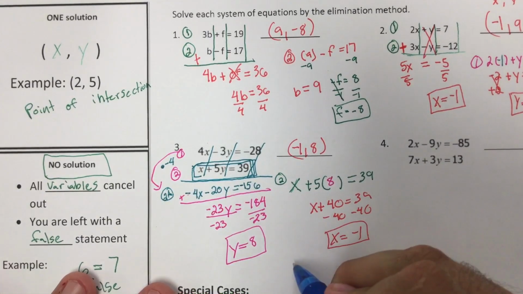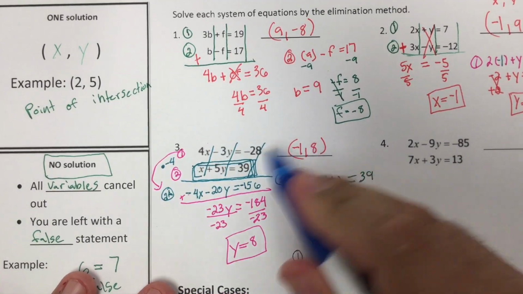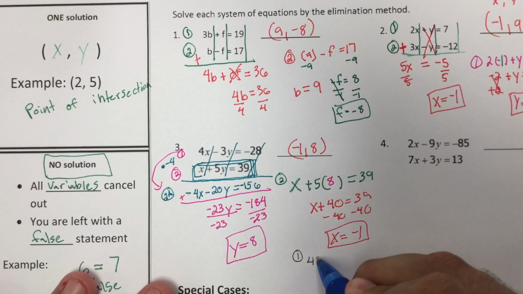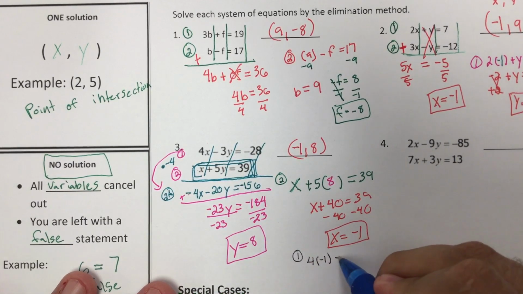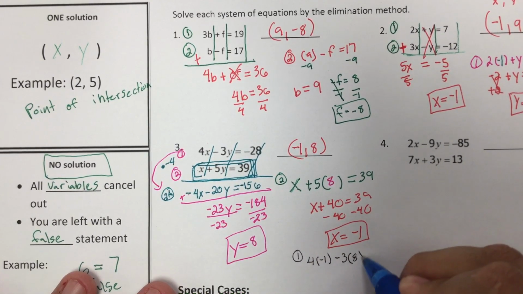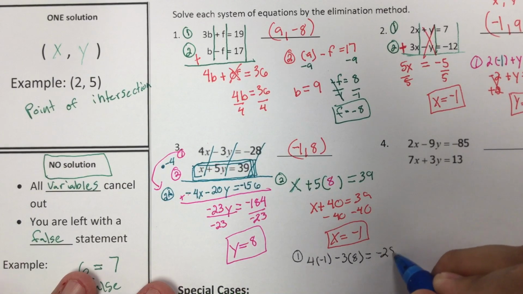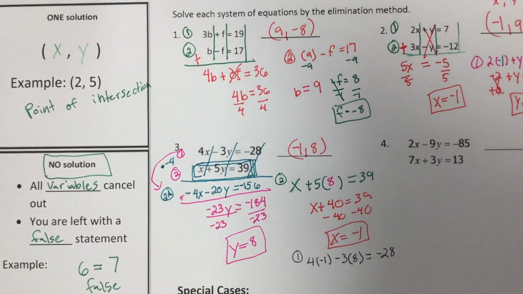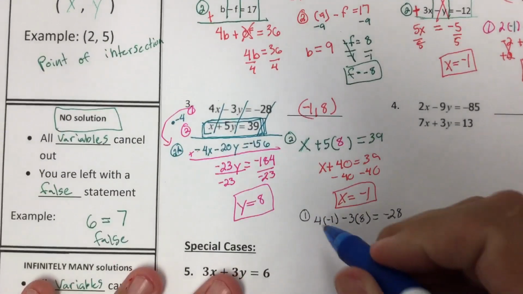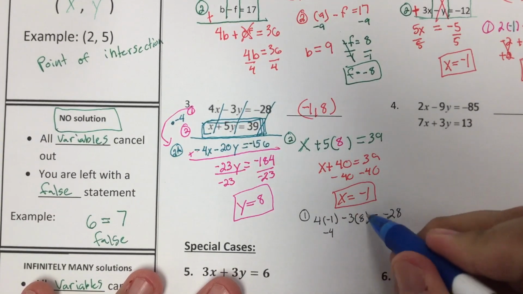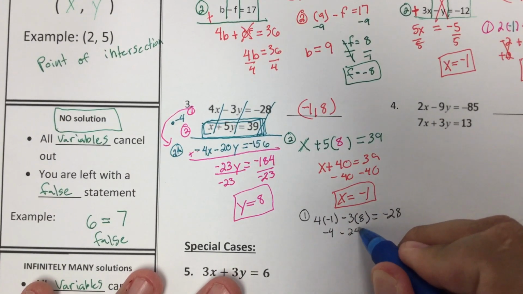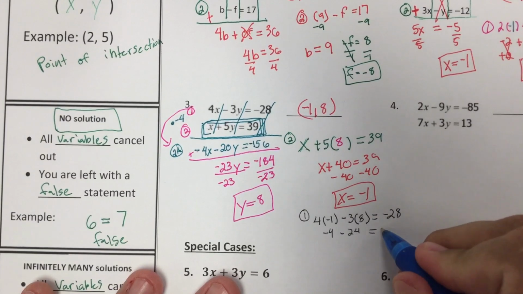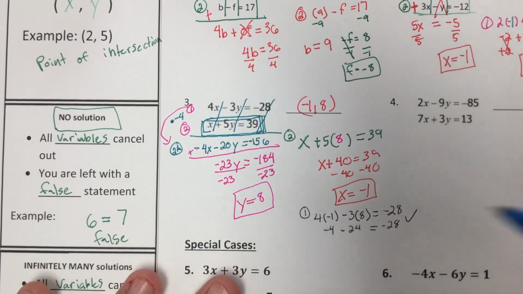And so what I'm going to do is I'm going to take equation 1. I'm going to plug the x and the y value in. So 4 times negative 1 minus 3 times y, which is 8, should give me negative 28. If it doesn't, I did something wrong, right? Okay, so 4 times negative 1 is negative 4. Negative 3 times 8 is negative 24. Negative 4 minus 24 is negative 28. We're good to go. That's true.